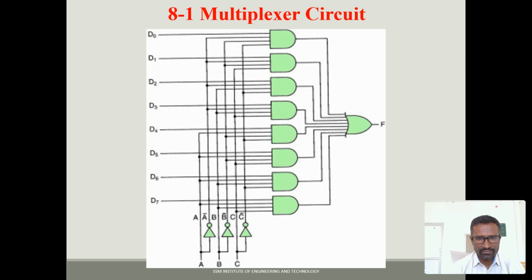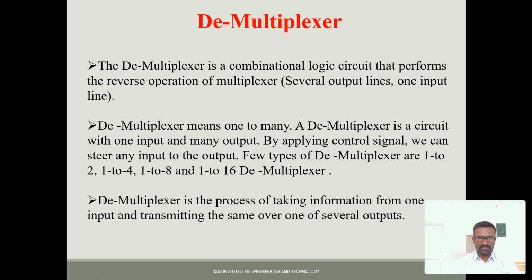This is for your view, an 8 to 1 multiplexer, D0 to D7. See that here I am using 3 selection lines, 8 input lines, and only 1 output line. For 8 inputs, I am using 8 AND gates. Each AND gate has one data input and the remaining inputs are the selection lines. Yes. So let me start the demultiplexer.